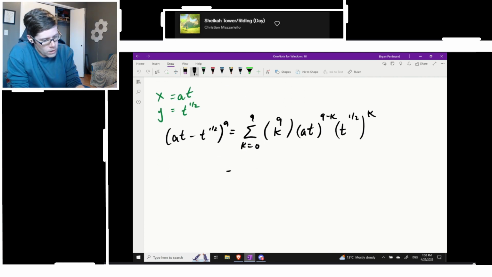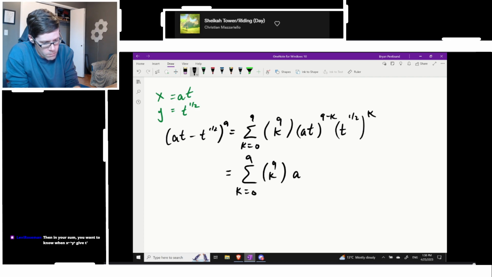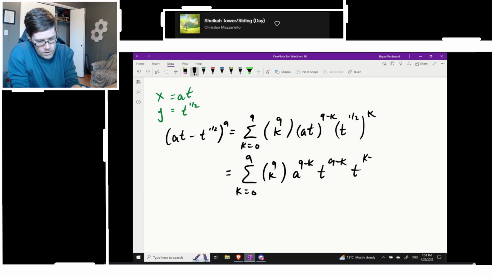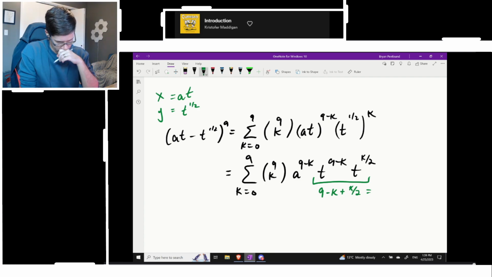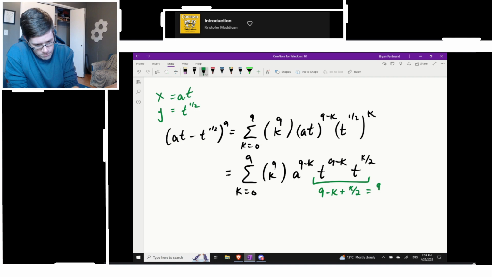So let's do a little bit of simplification on the right-hand side here and just see what's happening with our powers for t. I'll leave all this the same. This is going to be a to the 9 minus k. We're going to have t to the 9 minus k, and then t to the k over 2. Not k minus 2, k over 2. And we should be able to combine these two things, right? So we can add these together. So 9 minus k plus k over 2. What's that equal to? 9 minus k over 2? Does that sound right?